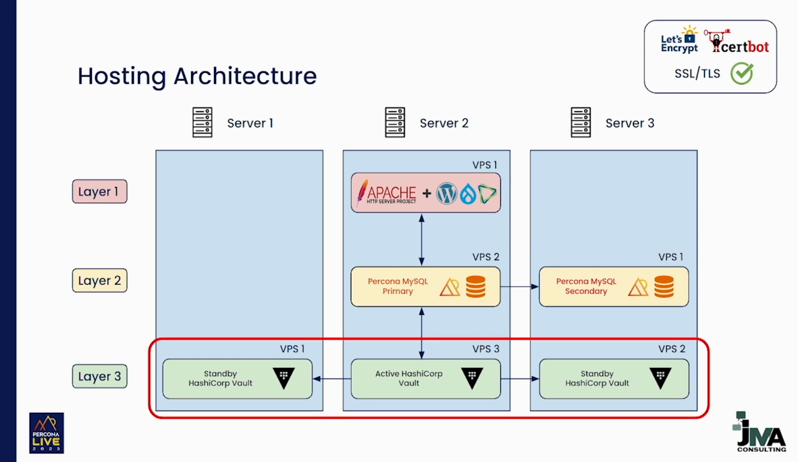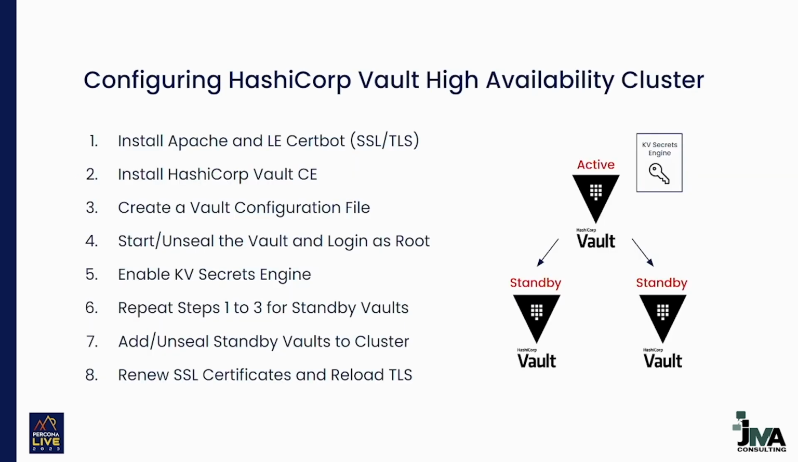That about covers the overview, but we will be going to the specific components now, starting with the HashiCorp Vault cluster. The first thing is we assume you have a VM or VPS set up with some Linux server. After that, the first step is to install Apache and Let's Encrypt certbot. We won't actually be using Apache to serve anything, but it is needed by certbot in order to renew its certificate and key. Once that's configured, we then proceed to install HashiCorp Vault Community Edition, and then create its configuration file.